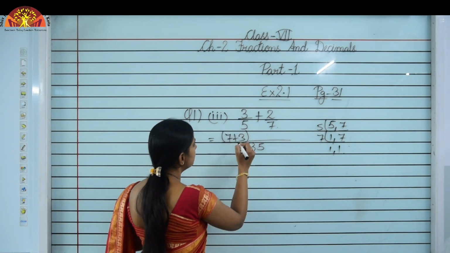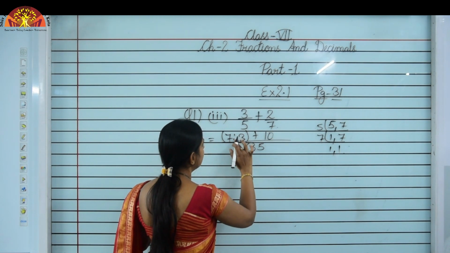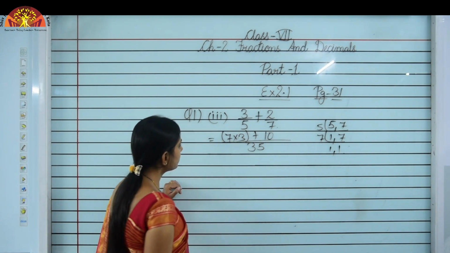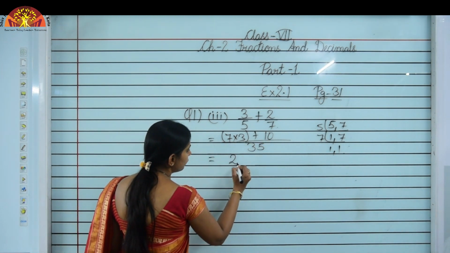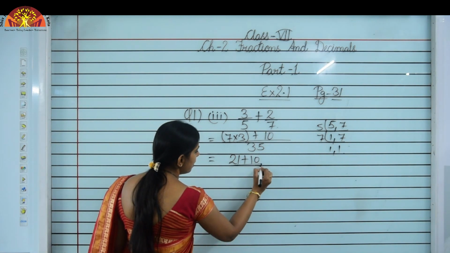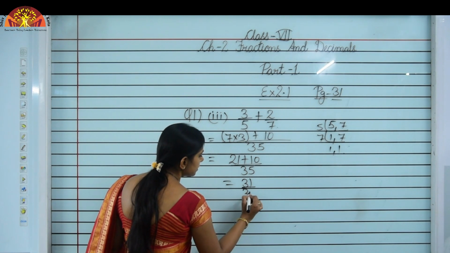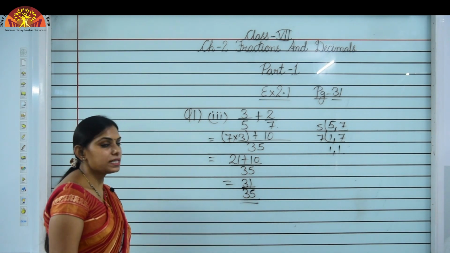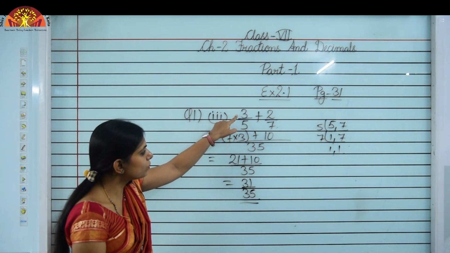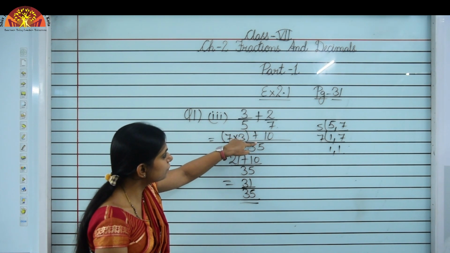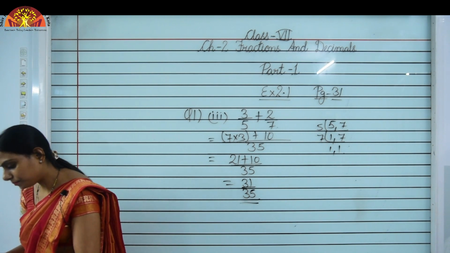Similarly here, 7 5s are 35 and 5 2s are 10. Got it? So 7 3s are 21 plus 10. So 21 plus 10 upon 35. So your answer comes out to be 31 upon 35. Is it clear to you, children? 5 sevens are 35 and 7 3s are 21. Similarly 7 5s are 35 and 5 2s are 10. Now just see the next question over here, children.